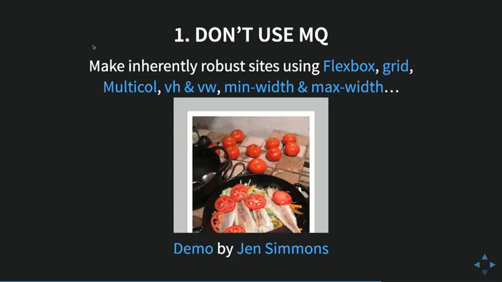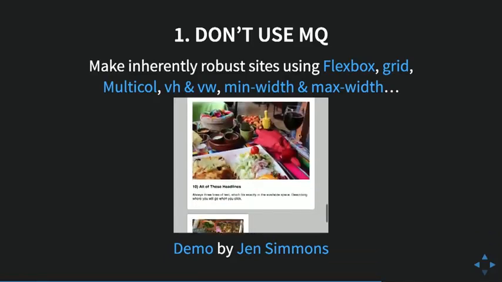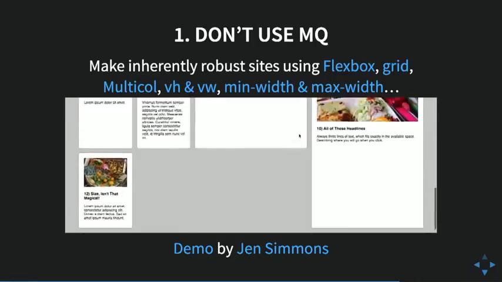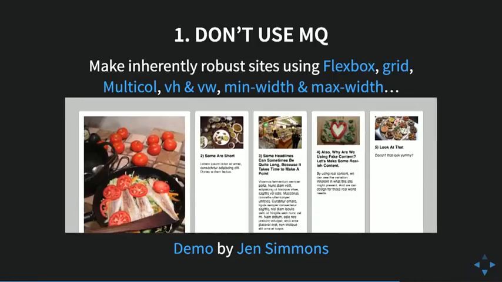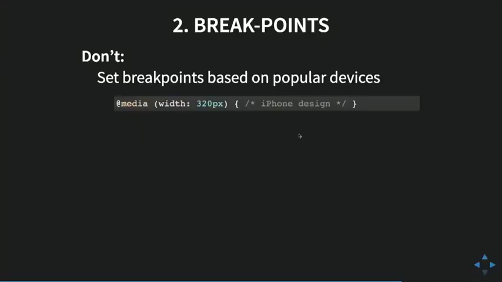This is a little demo that I took from Jen Simmons, who's a designer advocate at Mozilla. On a small screen, it looks fine. On a bigger screen, it looks fine too, and there are no media queries in this page. CSS Grid can do all of this without any media query. So if you use Grid, Flexbox, multi-column, the viewport units, and all these things, very often you don't even need media queries at all. So if you can go this way, usually it's better. But sometimes you can't. So be careful.